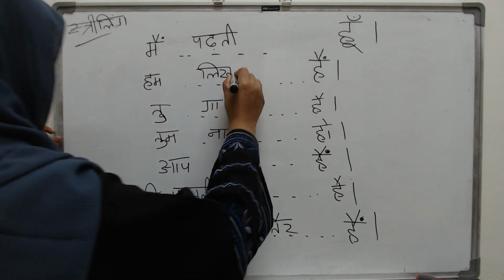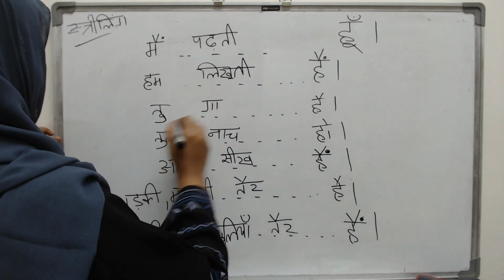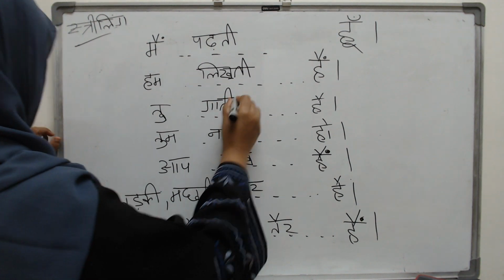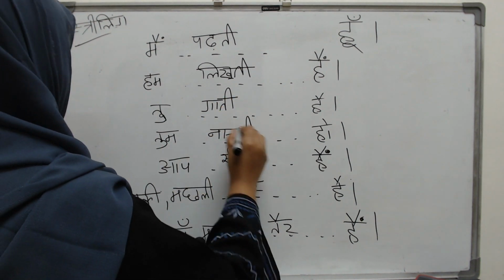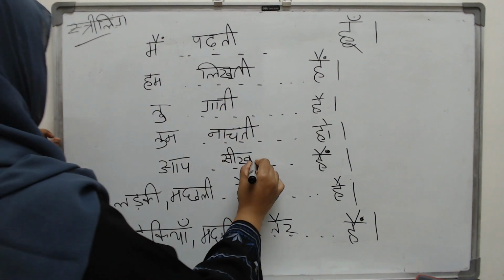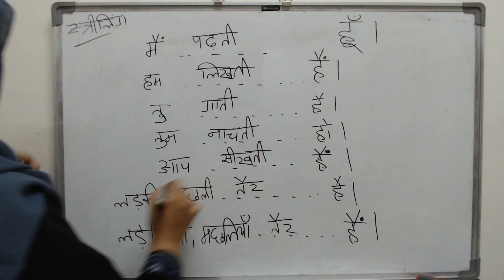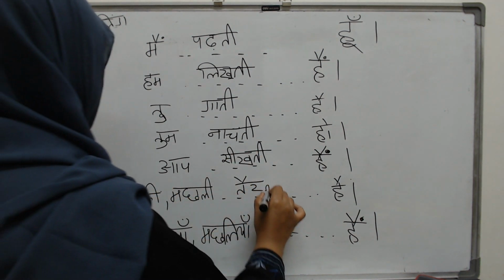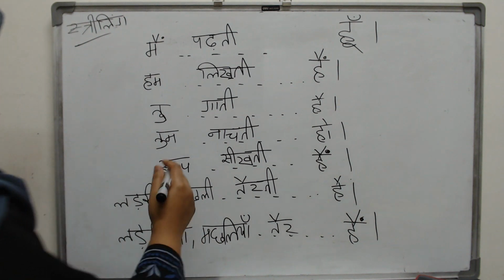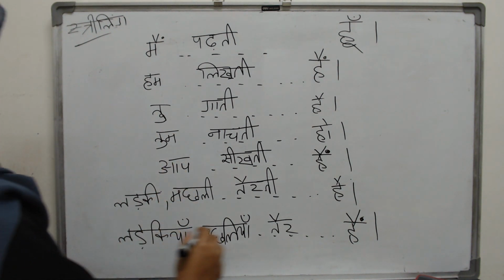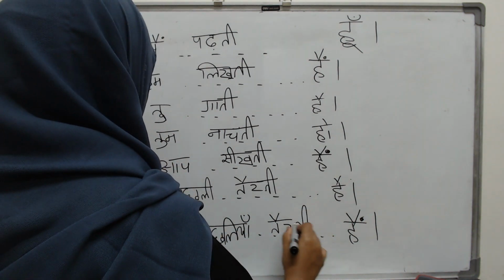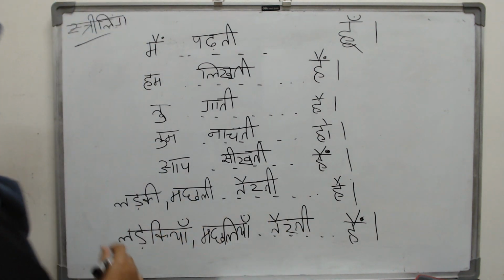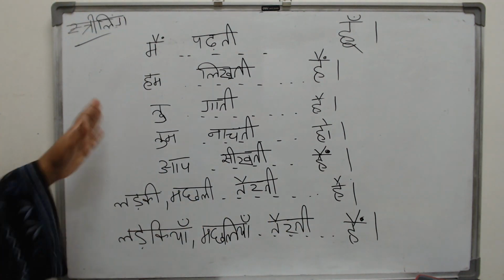हम लिखती है, we write. तू गाती है, you sing. तुम नाचती हो, you dance. आप सीखती है, you learn. लड़की मछली तैरती है, a girl swims, a fish swims. लड़कियां मछलियां तैरती है, fishes swim, girls swim. So it's quite simple, right?